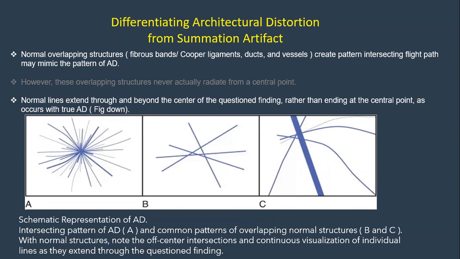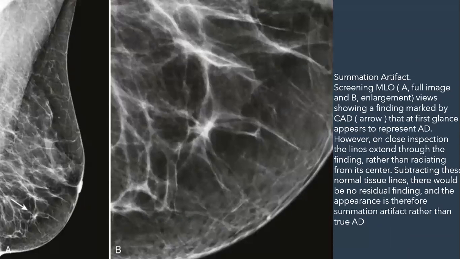We'll go through some of the examples. Why is this summation artifact? Is it a summation artifact or architectural distortion?